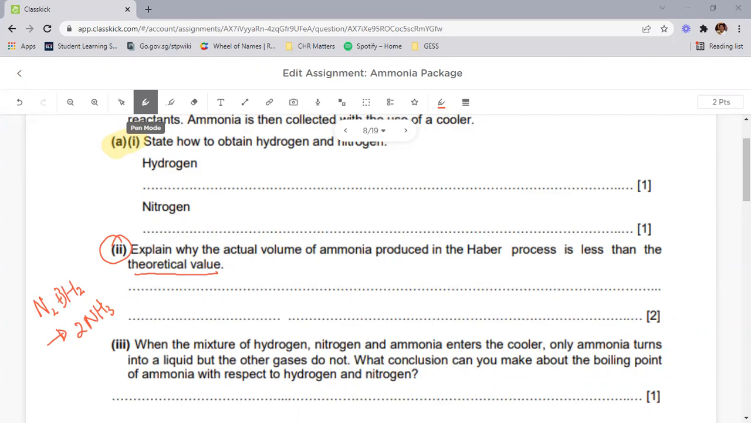However, this is a problem. Why is it not theoretical? So first thing, you must remember that it is not a one-way reaction. It is not only a forward reaction, it's reversible. So what we can say is that the reaction between N2 and H2 to produce ammonia is a reversible reaction. First thing you must say is a reversible reaction.